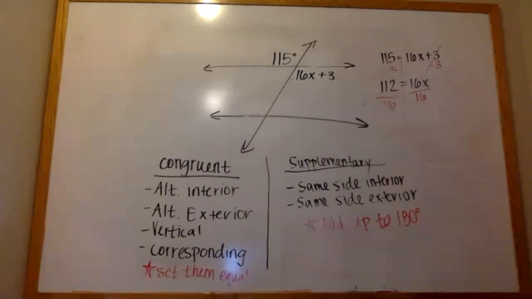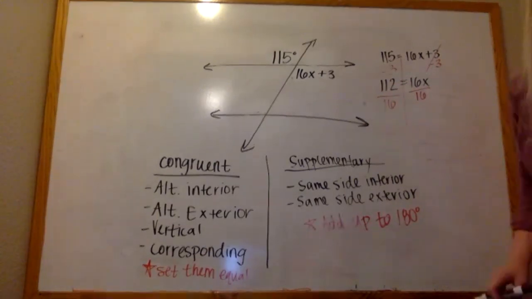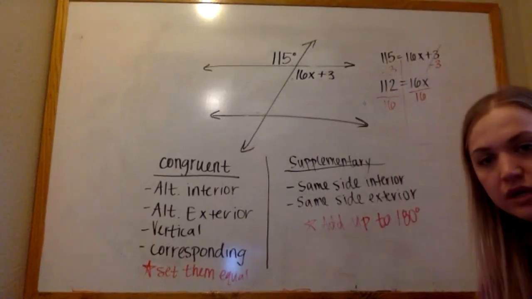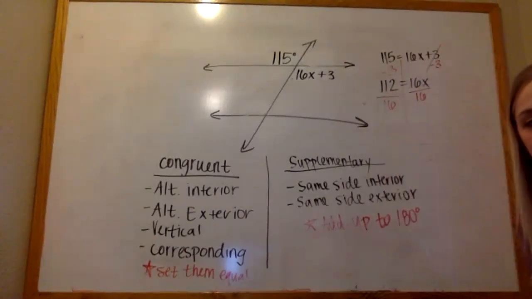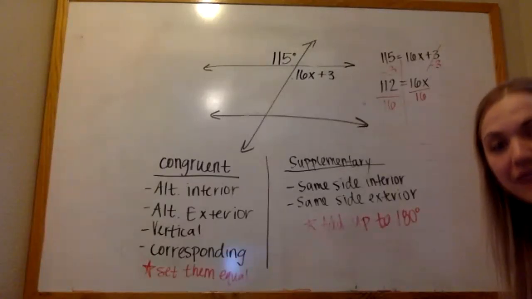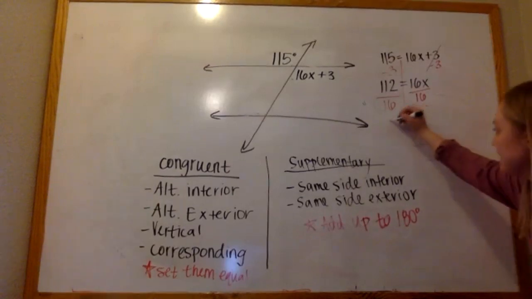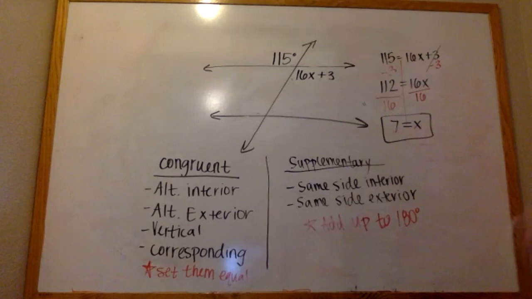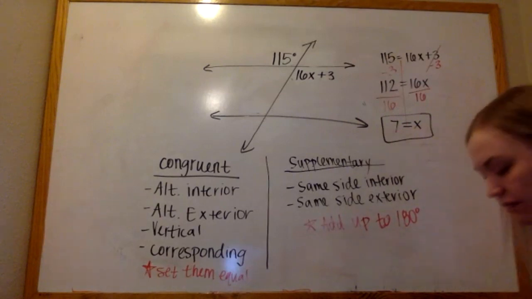Will someone with a calculator or a better mental math brain chime in the comments right now? Jacob Northrup said 7. If nobody disagrees with him, oh, looks like a lot of people agree with him, so we're going to go with 7. We're going to say 7 equals x. So there's my answer for number 13.